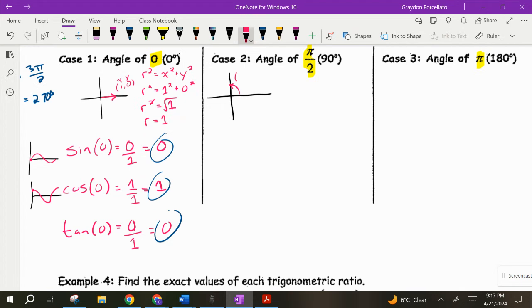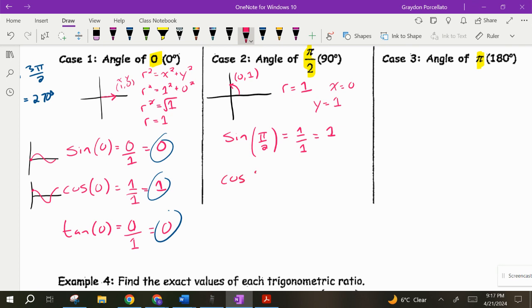That coordinate is 0, 1. Your r value is going to be the same here. It's going to work out to 1 in the same way we got r in the previous question. So our x is 0 and our y is 1. So we can do the same thing. So the sine of pi over 2, well, this time it's going to be 1 over 1, which is equal to 1.